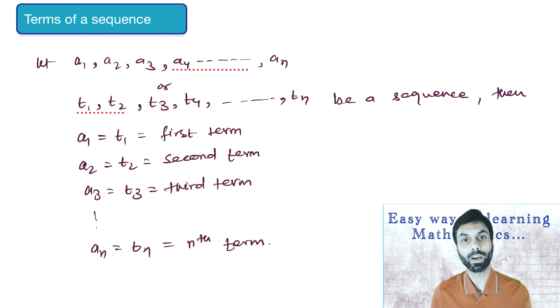So the values separated by commas represent the terms, and the terms can be denoted by either the symbols A1, A2, A3 and so on, or T1, T2, T3 and so on. In our case here, we'll be using the terms A1, A2, A3 and so on. But if you would like, you can use T1, T2, T3 and so on also.